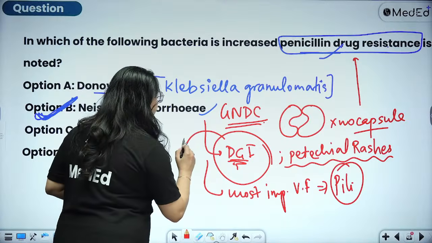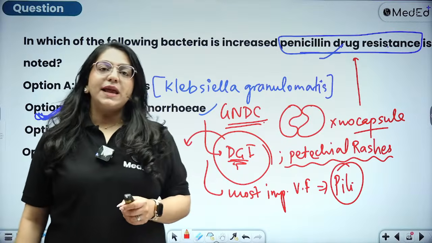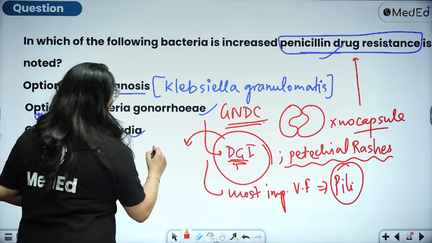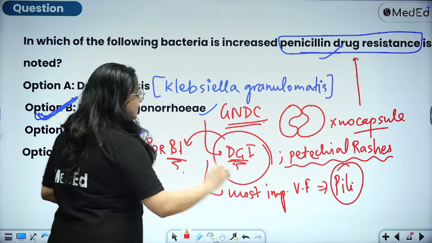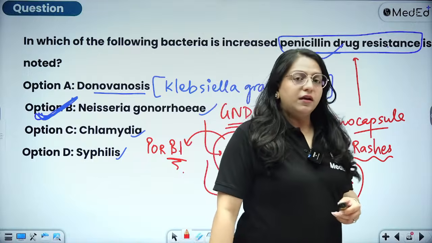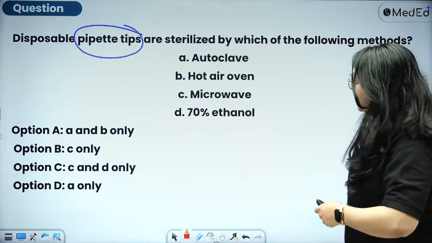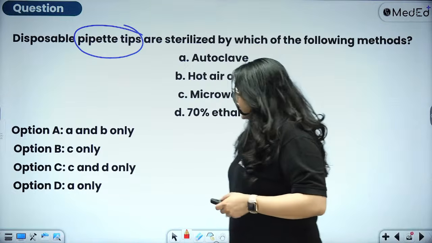What was the protein or serotype associated? The porin proteins. POR-B1 is responsible for causing disseminated gonococcal infections. Okay. Yes, let's come back to this.